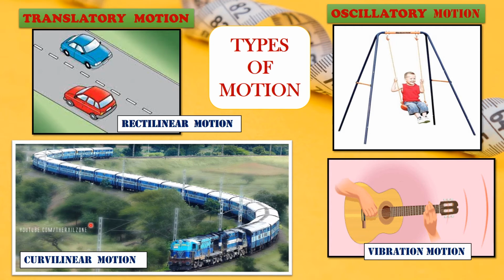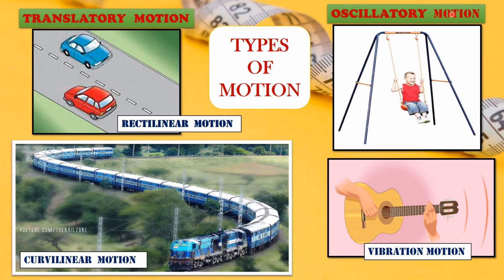Curvilinear motion. When a body moves along a curved path, its motion is called curvilinear. For example, a train taking a curved path in a hill station, a dolphin taking a dive, a ball coming down after being thrown up at an angle.